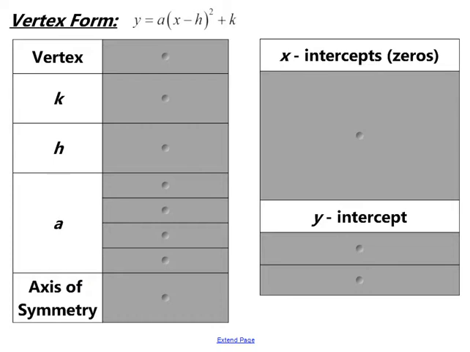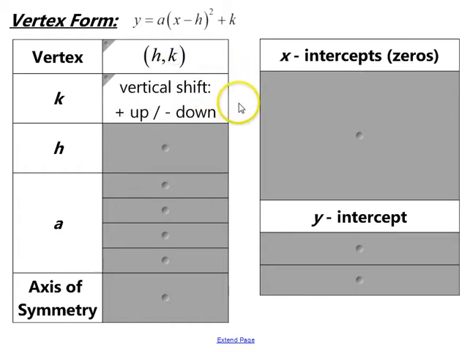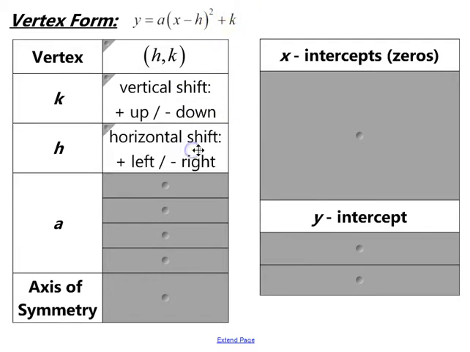Vertex form of a quadratic is written y equals a times (x minus h) squared plus k. So some of these items you already know what they are. Finding the vertex is the coordinate point (h, k). K represents the vertical shift. If it's positive, you move it up. If it's negative, you move it down. H is the horizontal shift. Remember, it's opposite of what it looks like. So if it's plus in here, you're going to move it to the left, and if it's minus, you're going to move it to the right.